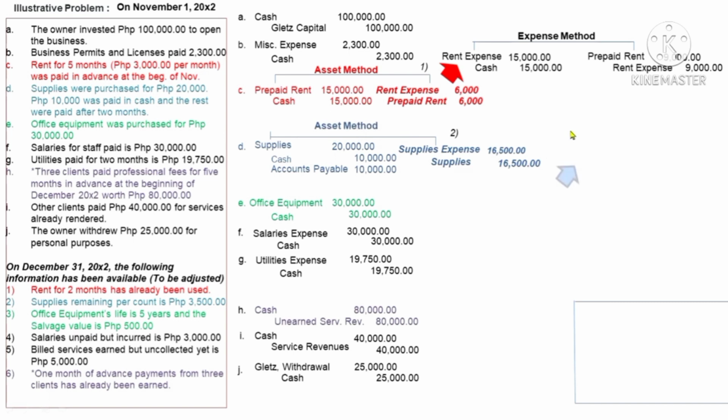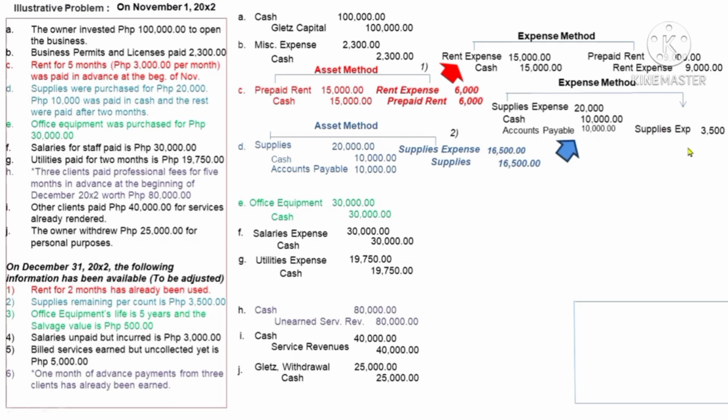But if we use the expense method, the initial entry of course will become debit supplies expense of 20,000 and then credit the same cash 10,000 and accounts payable of 10,000. Now, at the year end, we are going to establish that only supplies of 16,500 was used. So the supplies expense should be credited by 3,500 to reflect the actually used 16,500. And of course, we are going to establish the unused, so we're going to debit supplies worth 3,500.